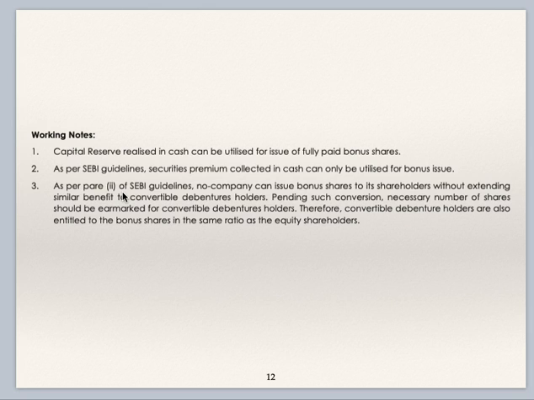As per para 3 of SEBI guidelines, no company can issue bonus shares to its shareholders without extending similar benefit to convertible debenture holders. Pending such conversion, the necessary number of shares should be earmarked for convertible debenture holders. Therefore, convertible debenture holders are also entitled to bonus shares in the same ratio as equity shareholders, that is in the ratio 4:1.